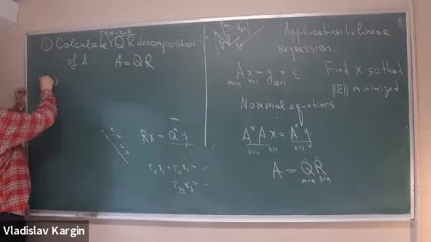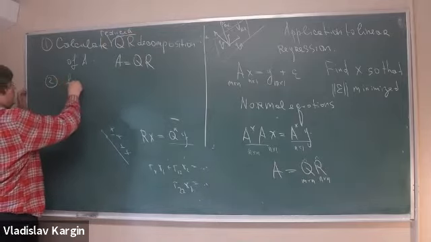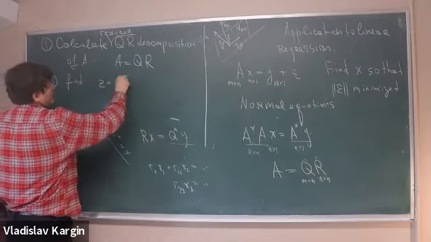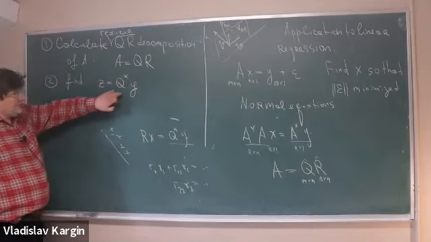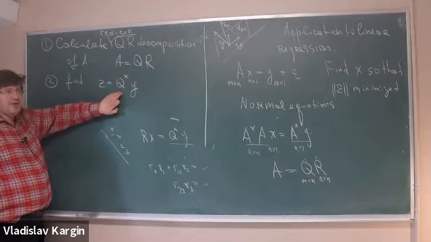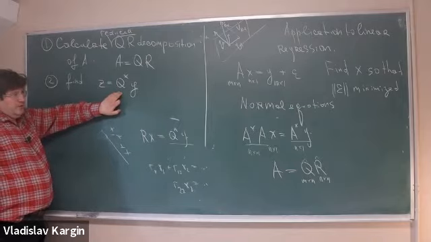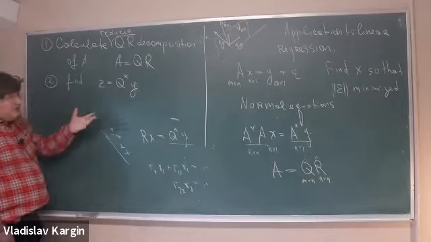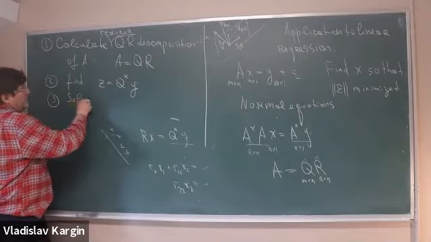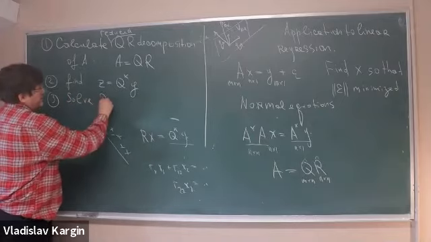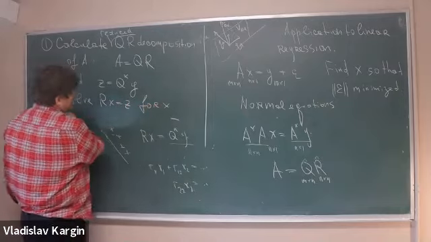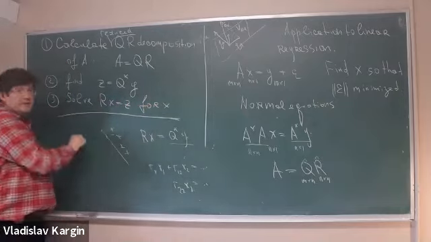And second, find, say, call it Z equal to Q star Y. If you remember, this is actually a projection. At this point we're calculating a projection on the column space of A. And third is solve Rx equal to Z for X. So this is easy.